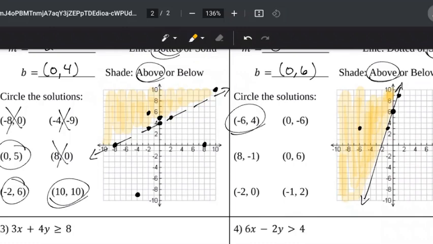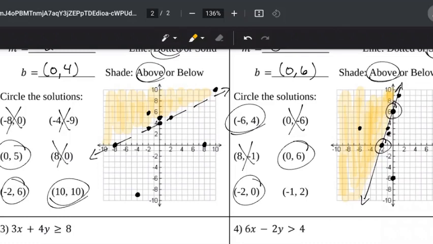0, -6: over 0, down 6. That is not a solution. To the right 8, down 1. Again, not even close to our shaded region. 0, 6: over 0, up 6. That is actually our y-intercept, so we know for sure that's on the line. So that's good. Then we have left 2, up 0. That is going to be our x-intercept solution. And then -1 and up 2.